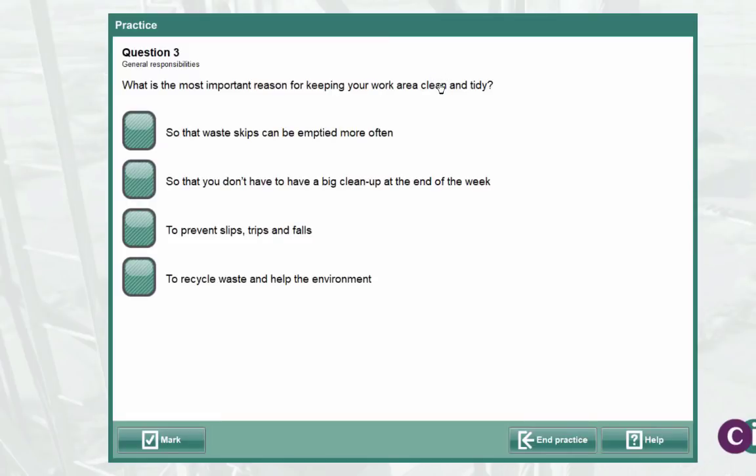What is the most important reason for keeping your work area clean and tidy? So that the waste skips can be emptied more often. So that you don't have a big clean-up at the end of the week. To prevent slips, trips and falls. To recycle waste and help the environment.